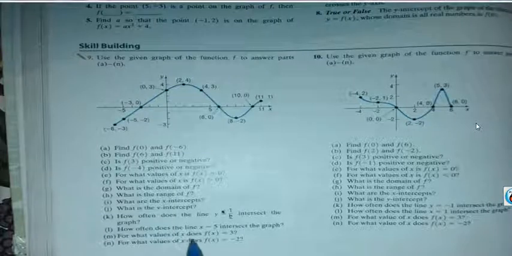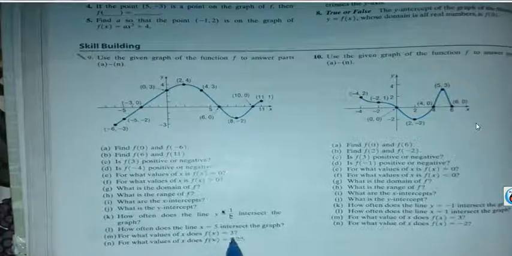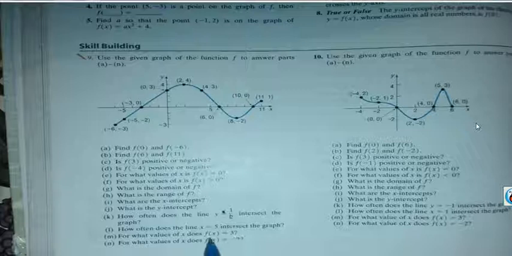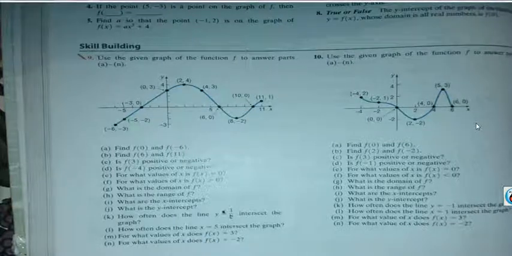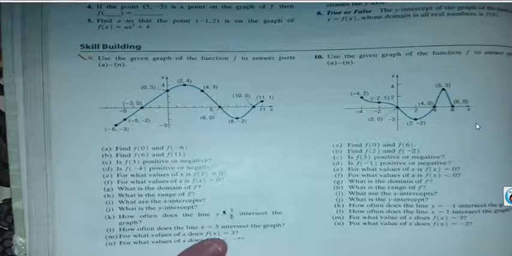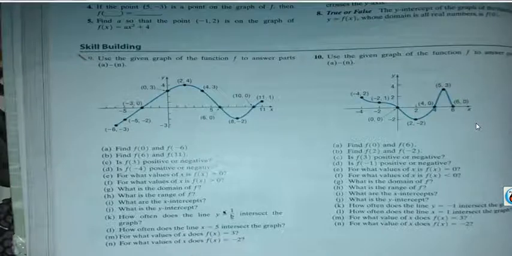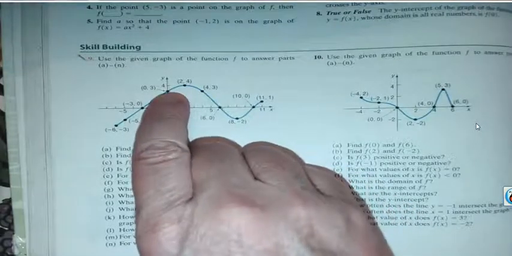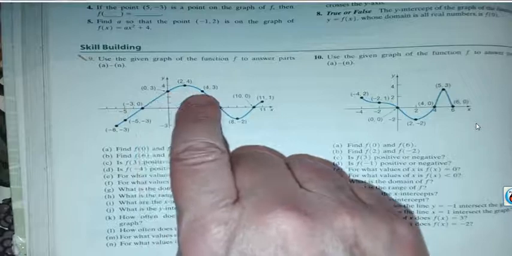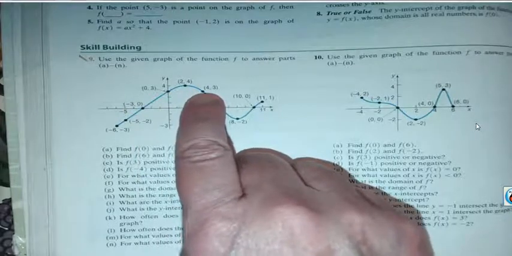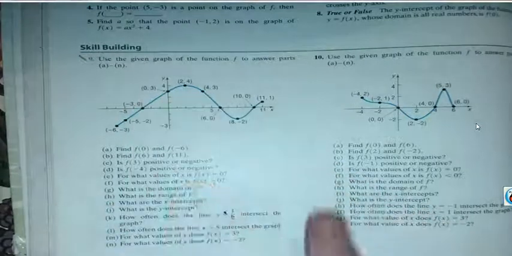For what values of x does f of x equal 3? Remember, f of x is the same thing as y. So for what x values do you have a y coordinate of 3? Well, I have a y coordinate of 3 when x is 0, and I have a y coordinate of 3 when x is 4. So the answer is 0 and 4.